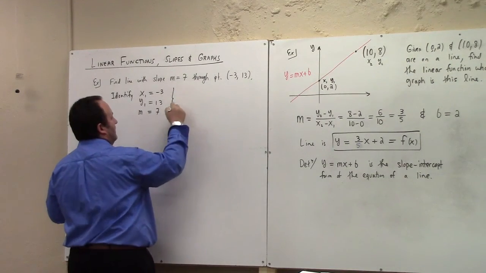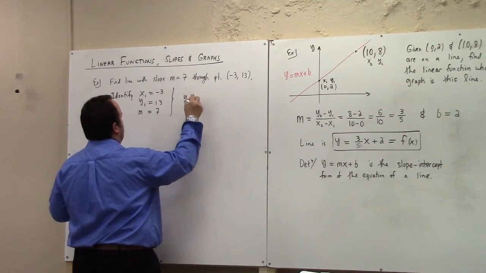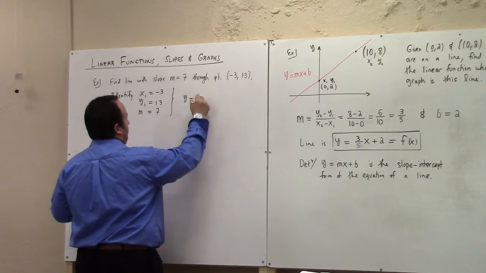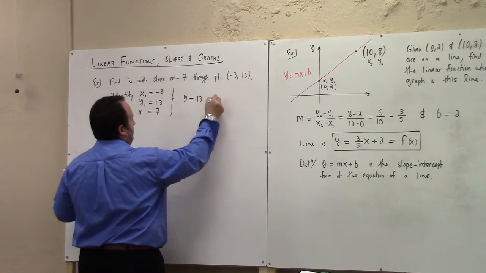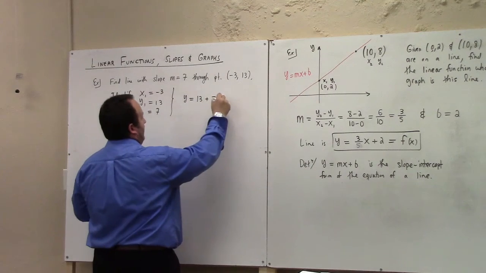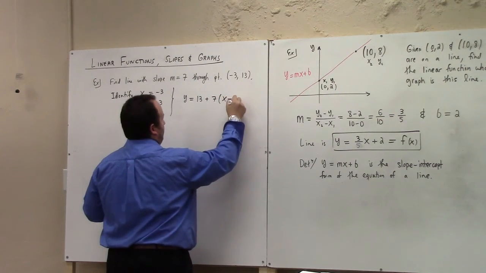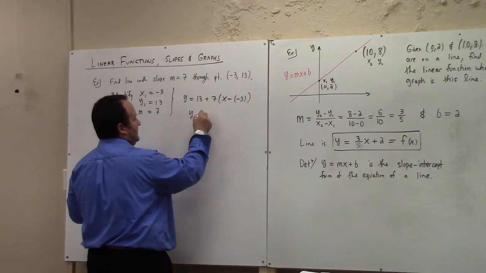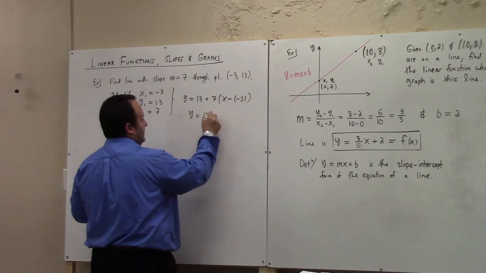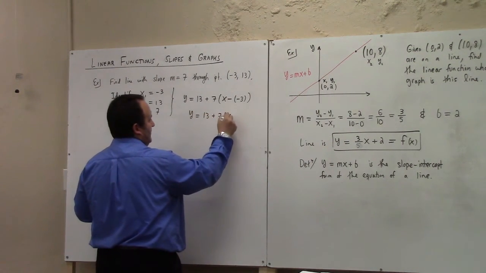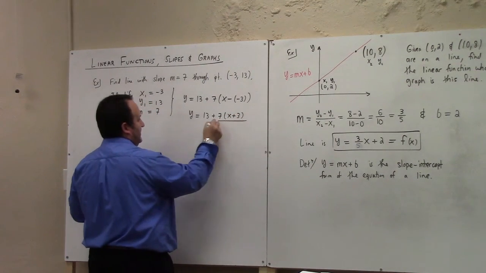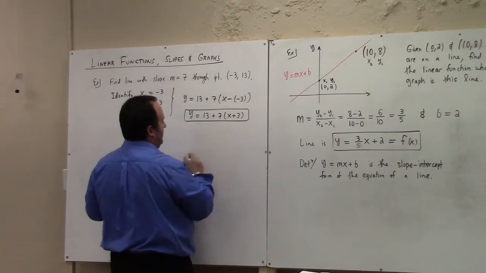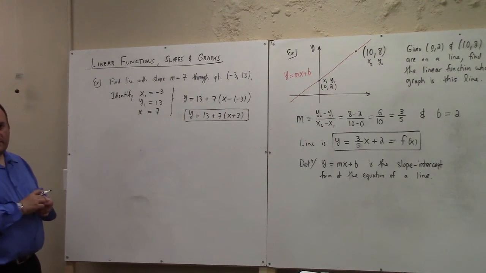Okay, so y equals 13 plus 7 times x minus negative 3. So y equals 13 plus 7 times x plus 3. There you go. That's the point slope form of the line.